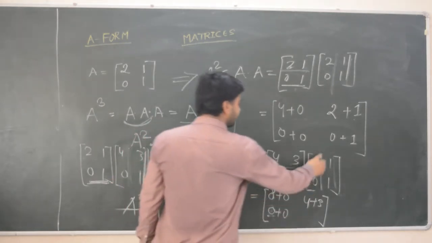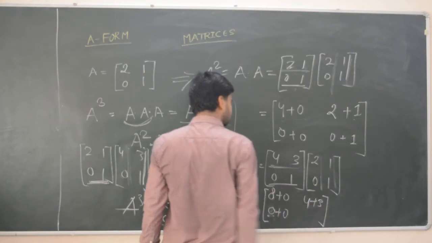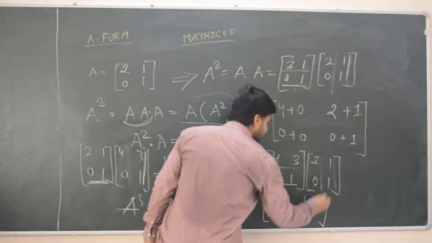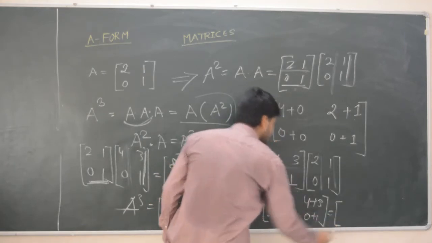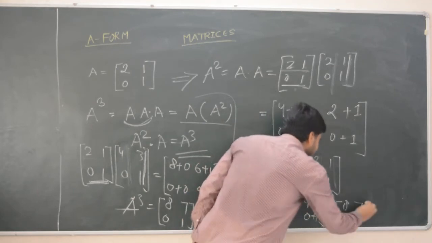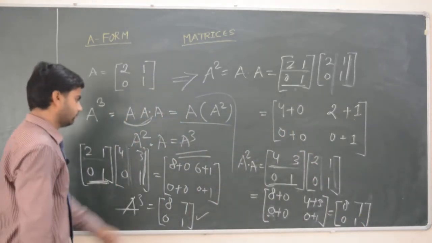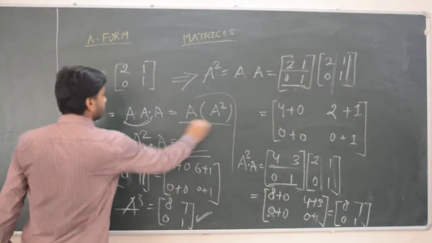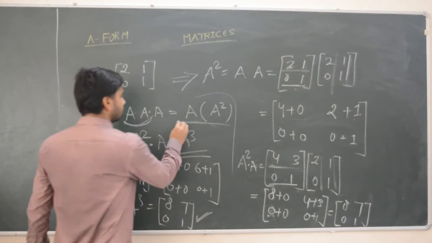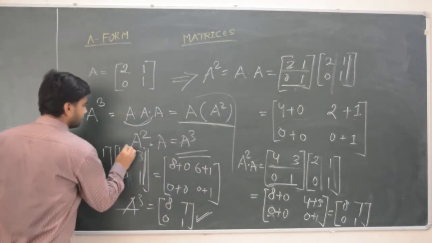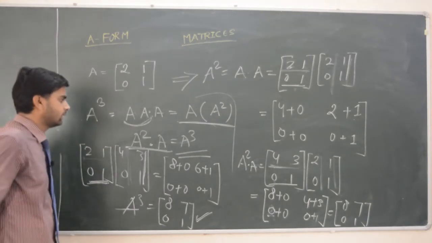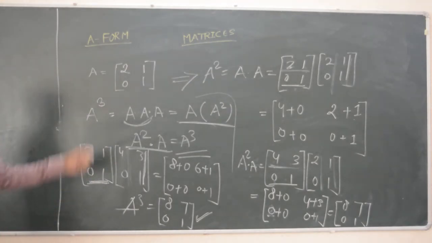Now multiply the second row with the second column: 0 into 1 is 0, and 1 into 1 is 1. So finally we get the answer 8, 7, 0, 1, which is the value we calculated with the earlier formula. So we got the same value of A cube whether we calculate A into A square or A square into A. This type of question we will do by this concept.